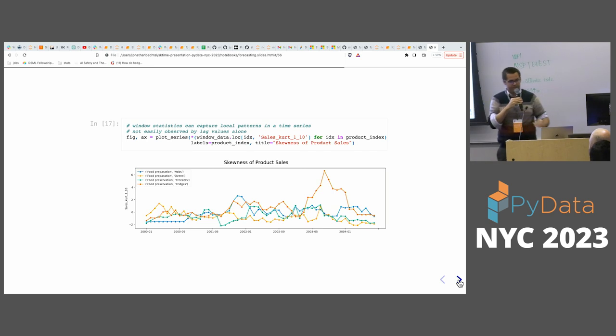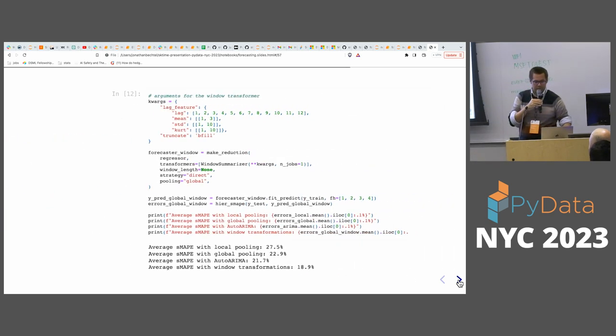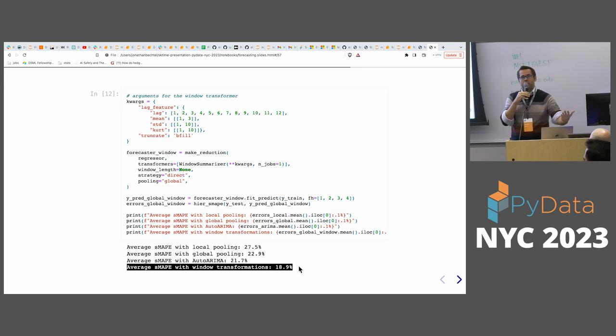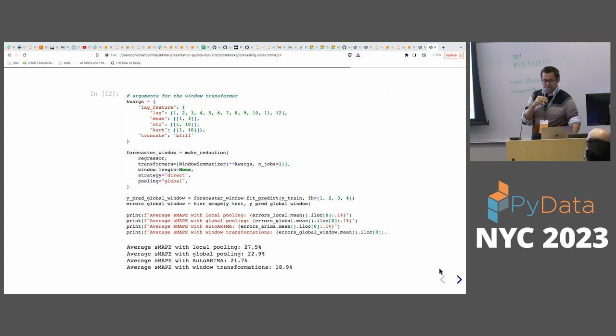All right, same thing. If we rerun through the same steps, we can now see the same model with global pooling and the window transformations added in is now about 10% better than the auto ARIMA. This is a simplified example, but that's the idea behind the framework: you can mix and match different methods and processing steps and give yourself a coherent time series workflow.